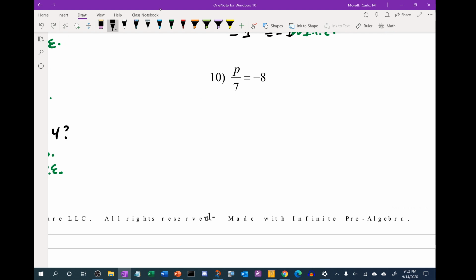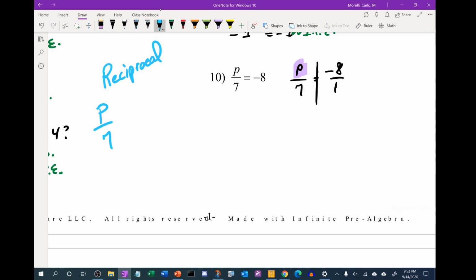Moving on, number 10. I got to tell you, I would rewrite this as p over 7 equals negative 8 over 1. That's what I would do. Now, remember what your goal is. Your goal is to get p by itself. So when you see this, you should automatically be thinking of this word, reciprocal. Okay, p over 7 really means 1 over 7 times p over 1. Okay, that 1 over 7 can be pulled out.